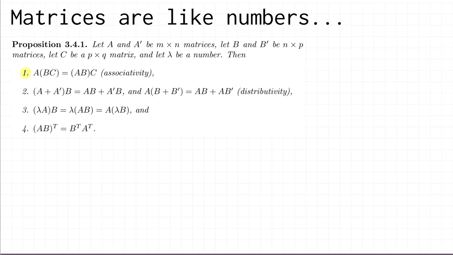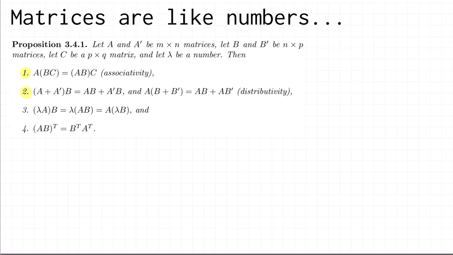So first of all, matrix multiplication is associative. So the associativity property you've seen a lot of times before. In this case, what it says is that if you've got any three matrices A, B, and C such that AB makes sense and BC makes sense, then (AB)C is the same as A(BC).